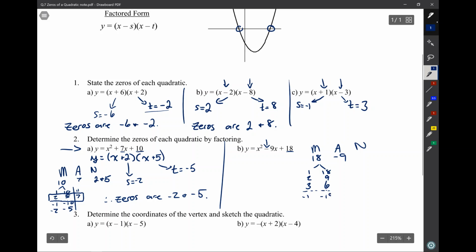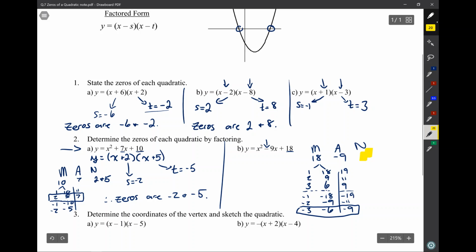Negative 1, negative 18, negative 2, negative 9, and negative 3, negative 6. We'll sum them up. 1 plus 18 is 19, 2 plus 9 is 11, 3 plus 6 is 9. Negative 1 plus negative 18 is negative 19, negative 2 plus negative 9 is negative 11, and negative 3 plus negative 6 is negative 9. And that final one here, it's a good thing we got them all.